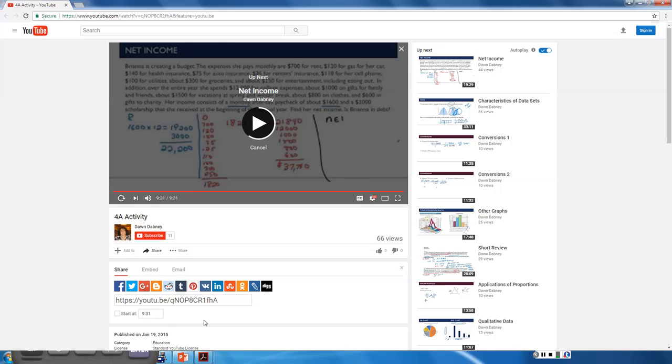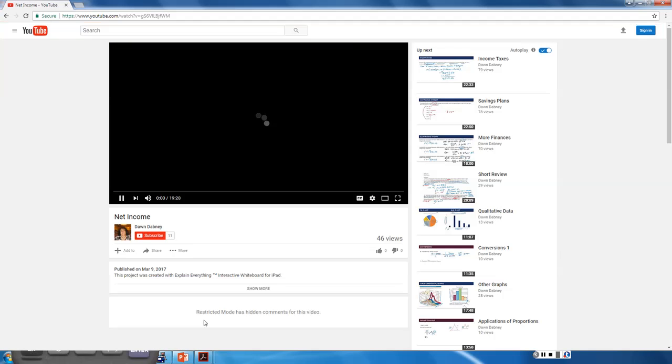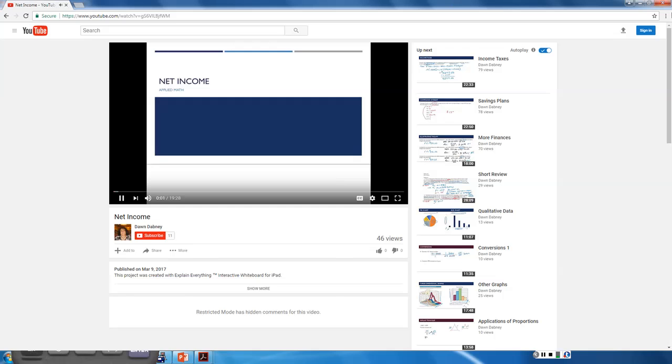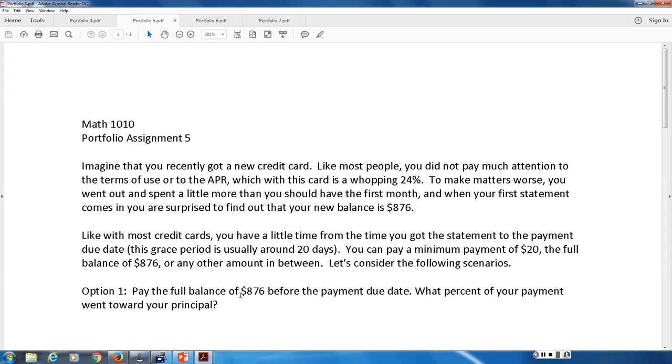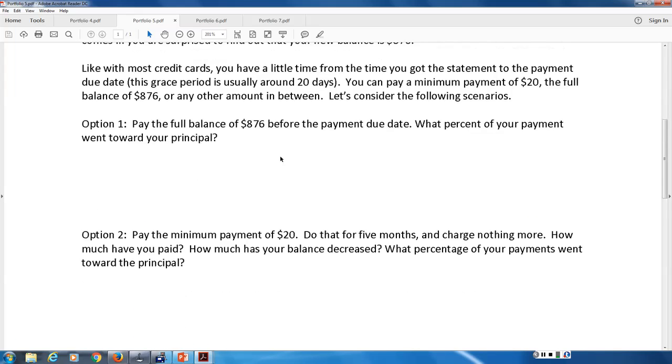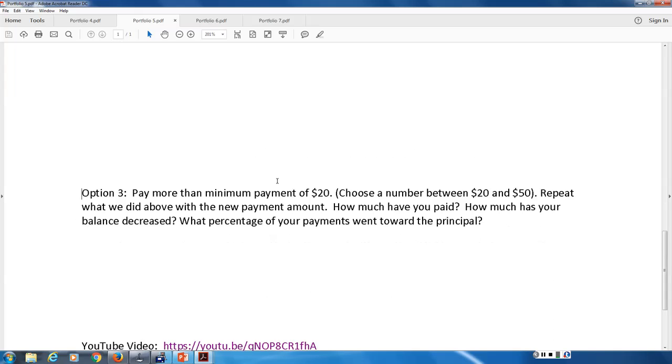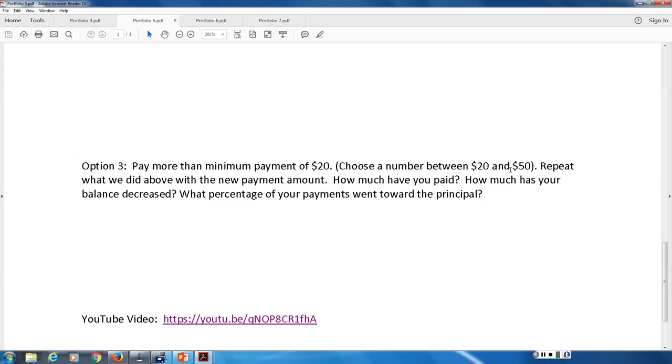Okay, so that gets you through most of the project. Actually, you only have to do the very last part. Last for this section. And the choice you have for option 3 says choose a number between $20 and $50.